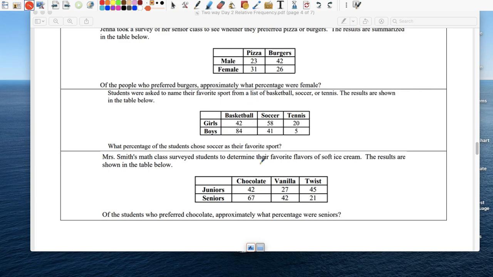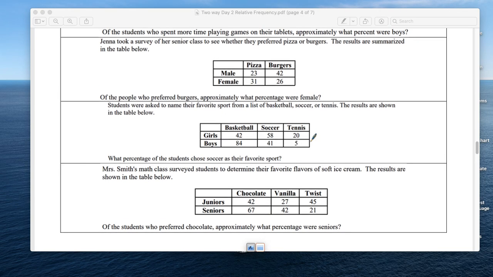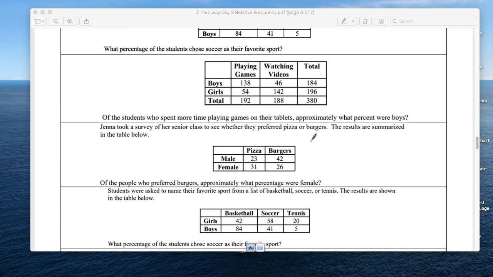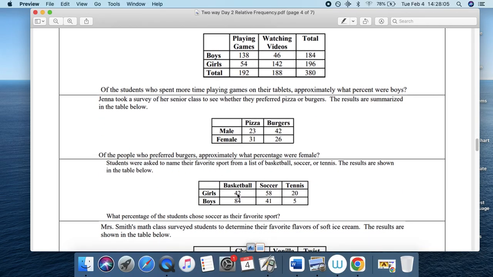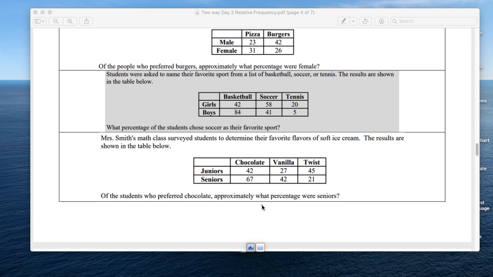I think this is a repeat. Let me just check basketball, soccer, and tennis. Yes, that's a repeat. So I'm not doing that one. And then the bottom one, let me see, that's not a repeat.